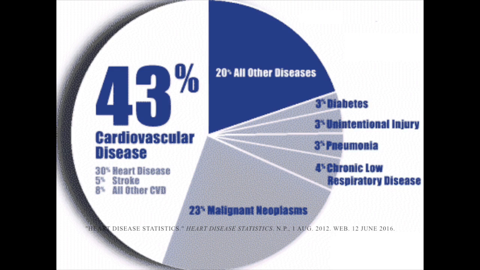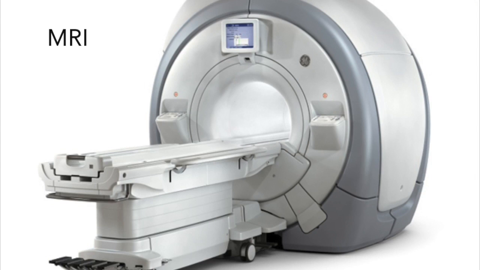Direct and indirect costs of cardiovascular diseases total more than $320.1 billion a year. Cancer is the only other disease with more money spent on its research. An important part of researching cardiovascular diseases is cardiovascular imaging. One of the most common cardiovascular imaging techniques is cardiac MRIs.